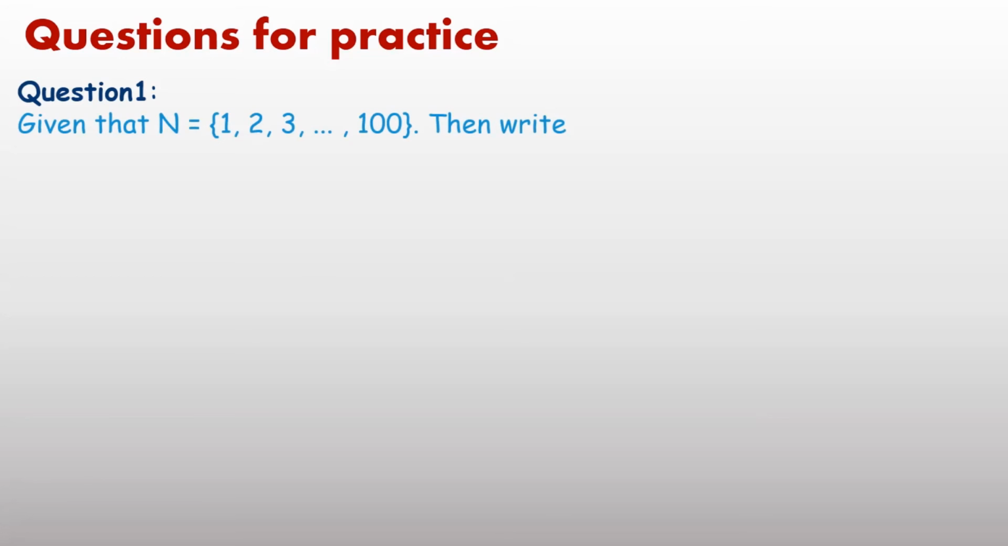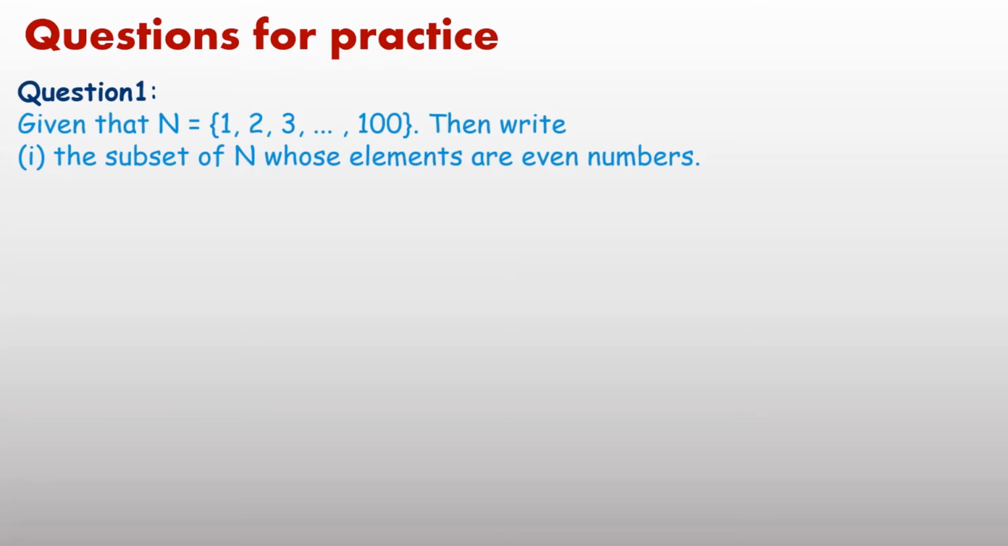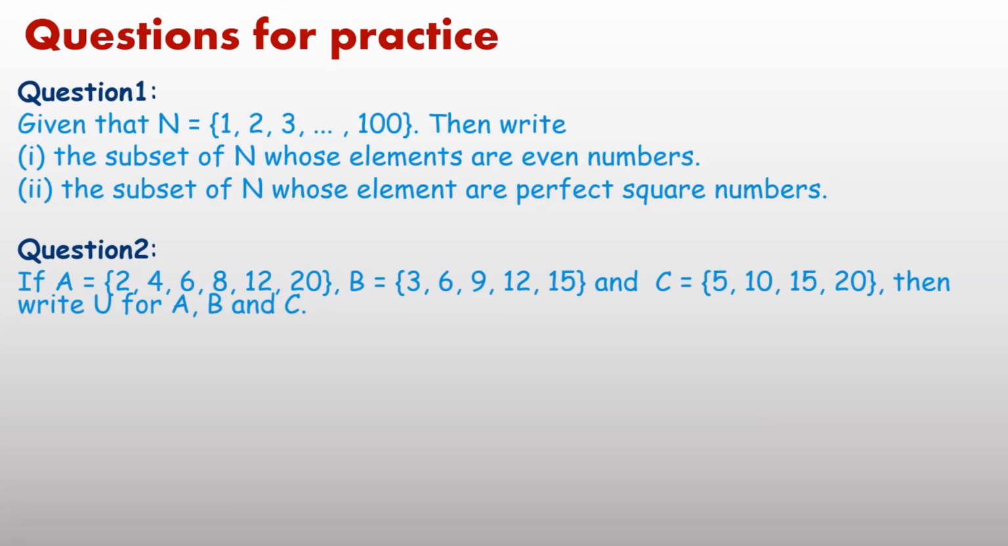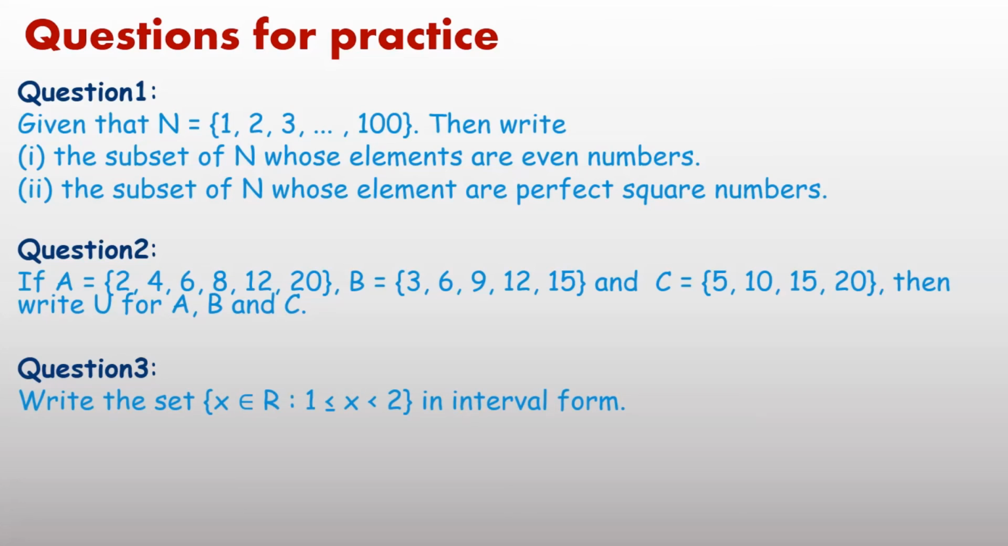Some questions for practice. Natural numbers N are given. Write a subset of N whose elements are even numbers. Write a subset of N whose elements are perfect square numbers. Question number 2: A, B, C, 3 sets are given. You have to write a universal set for A, B and C.